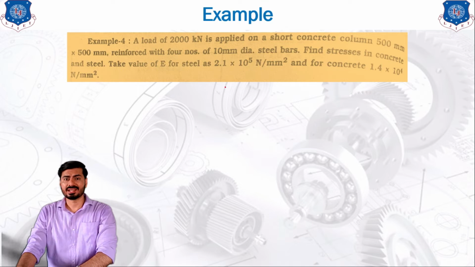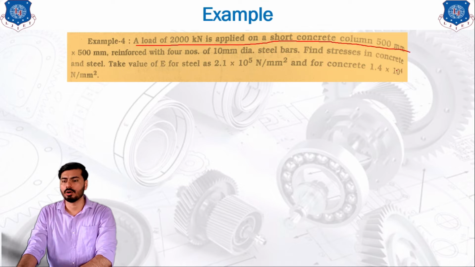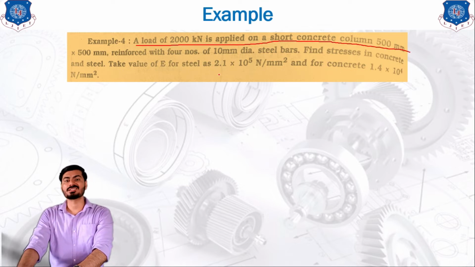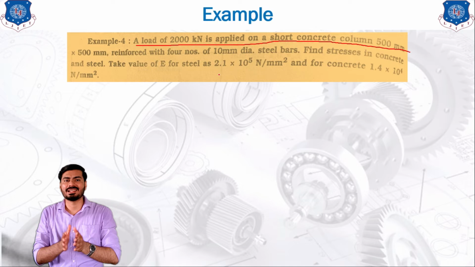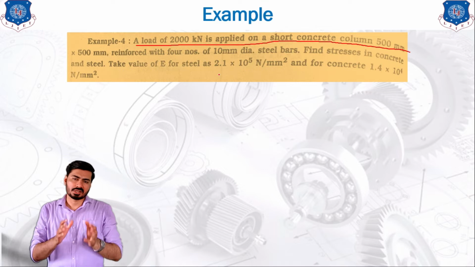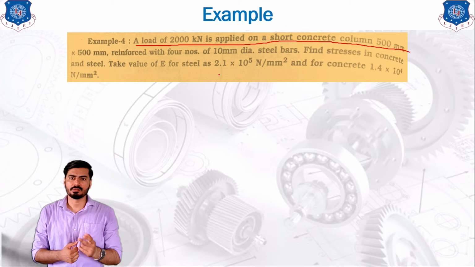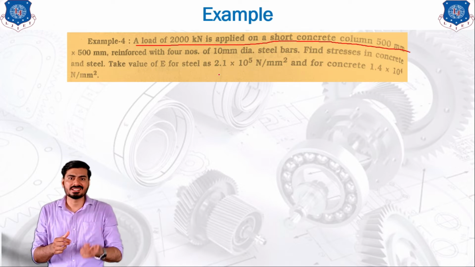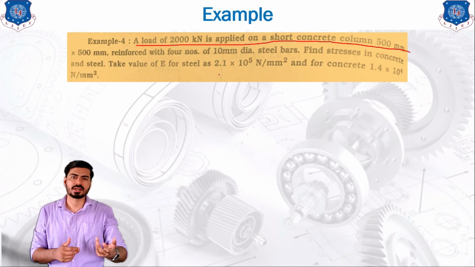So, you can see the given data of the example over here, and the given data says that a load of 2000 kilonewton is applied on the short concrete column of 500 mm. So there is a short concrete column. We all know that the column is the elementary structural member of any building. This structural member is made up of two different materials. The first one is the concrete and the second one is the steel bars which we insert inside the column to increase its strength or to strengthen it.